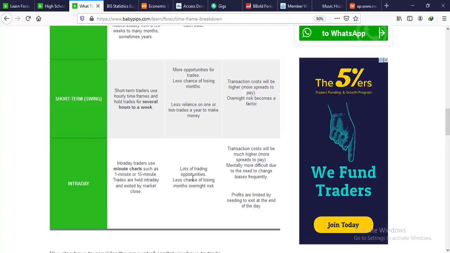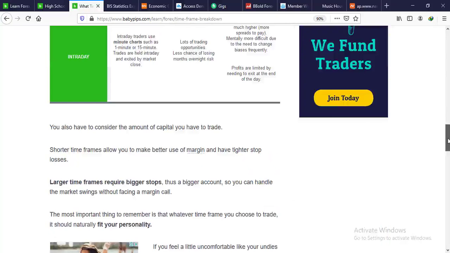What are the advantages? Lots of trading opportunities available, less chance of losing months or overnight risk. And now the disadvantages: transaction costs will be much higher because there are more spreads to pay with the number of trades you are taking. It is also mentally more difficult due to the need to change biases frequently. Profits are limited by needing to exit at the end of the day, so you have to consider the amount of capital you have to trade.